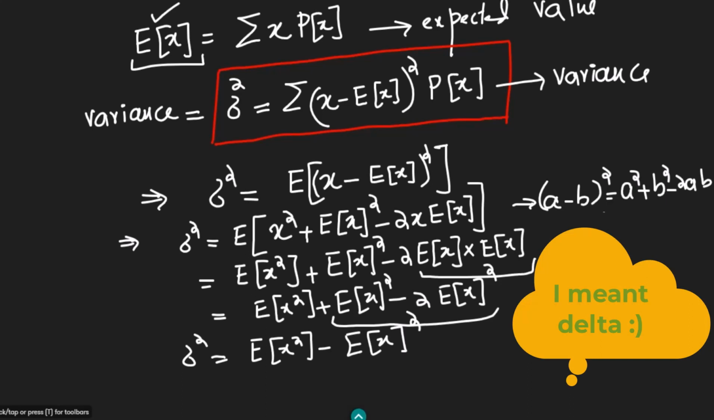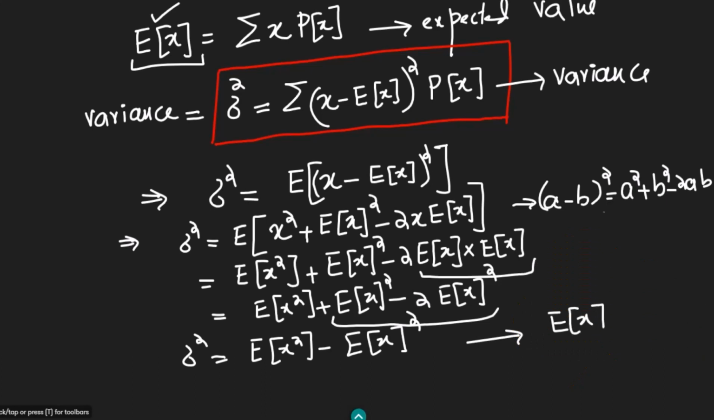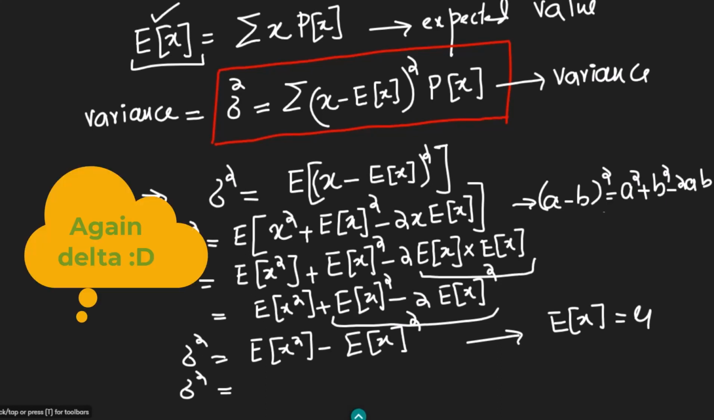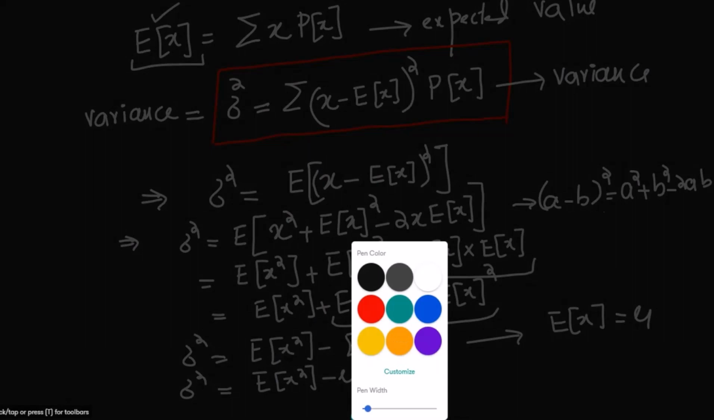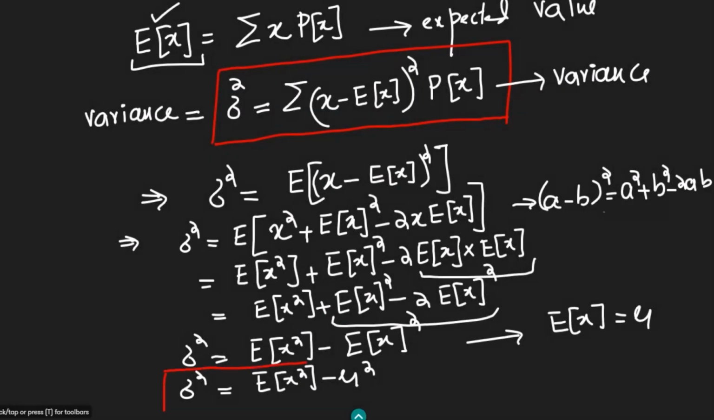And in many places we can see that E x is also denoted by mu. So replacing it here, I get sigma square is equal to E x square minus mu square, and that is the final outcome, also called the variance of the random variable x. This is called the variance of a random variable x.